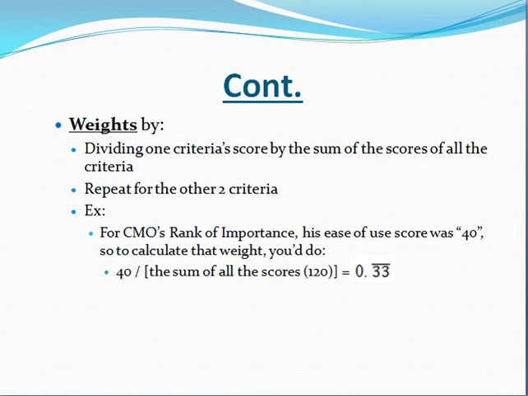For the CMO's rank of importance, I got the weights by taking 1 criterion score and dividing it by the sum of the scores for all the criteria, and repeating that same process for the other 2 criteria. For example, his ease of use was 40, and the total sum of all criteria scores was 120. So to calculate the weight from that, you do 40 divided by 120, which equals a weight of 0.33.